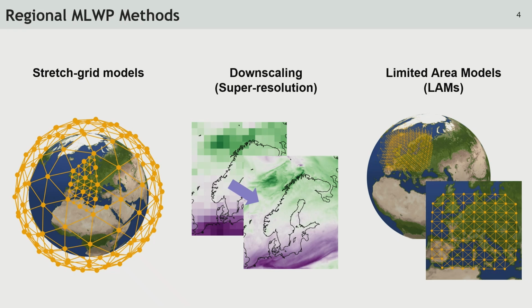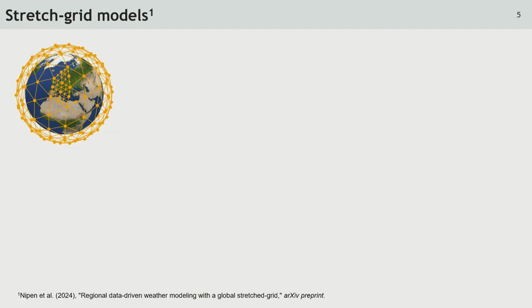And there's really a few different approaches we can take to getting such high-resolution regional forecasts. So I'd like to start with giving a little bit of an overview of different ways to tackle this problem using machine learning. So I'm going to talk a bit about stretch grid models, the concept of downscaling or super resolution, and finally limited area models. All are ways to somehow get the high-resolution regional forecast.